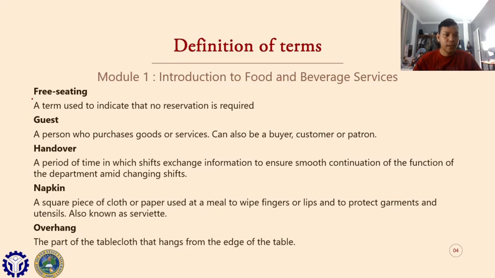Next we have free sitting, a term used to indicate that no reservation is required. For example, this particular restaurant is a free sitting restaurant. It means that there's no need for a reservation. Because, for example, in the fine dining area, there is a reservation. Before you can have a place in the restaurant, you must have a reservation. And there are also restaurants that have a reservation and at the same time free sitting, which means that you can dine in without reservation.